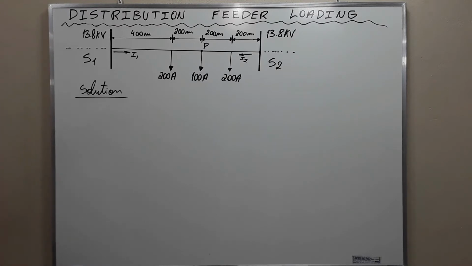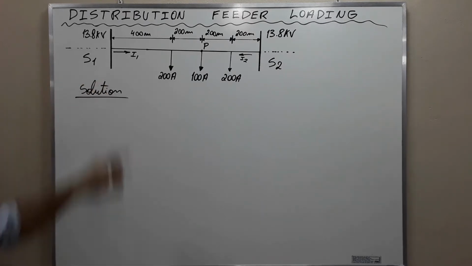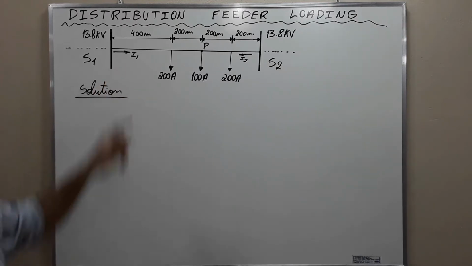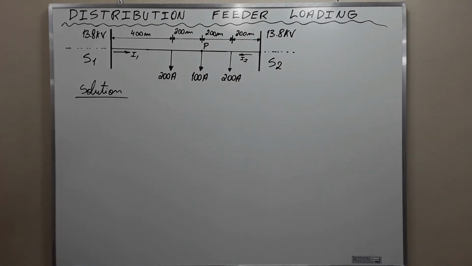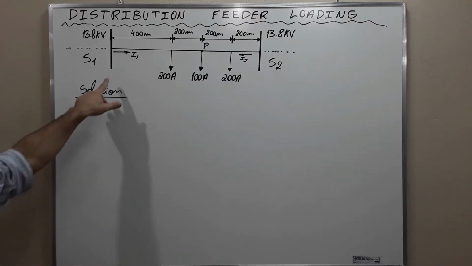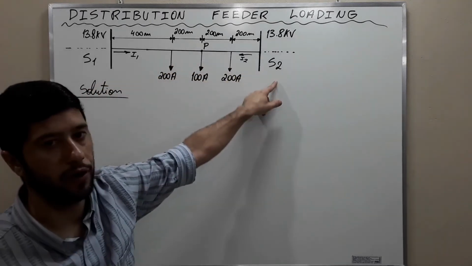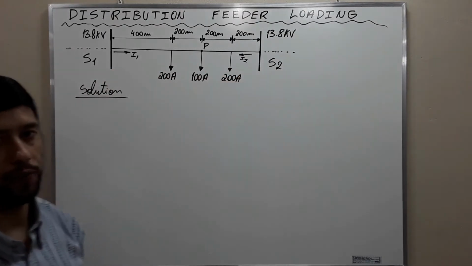At first, let's take S1 as our reference, okay? And let I1 be the current coming from S1 and I2 the current from S2. And R is the resistance per meter of the feeder. Alright? We are going to sum the voltages and voltage drops along the feeder, from S1, our initial reference, to S2. Let's do it.